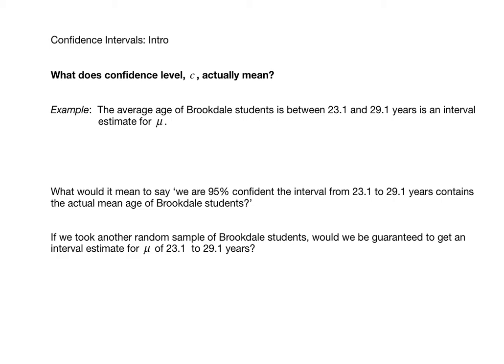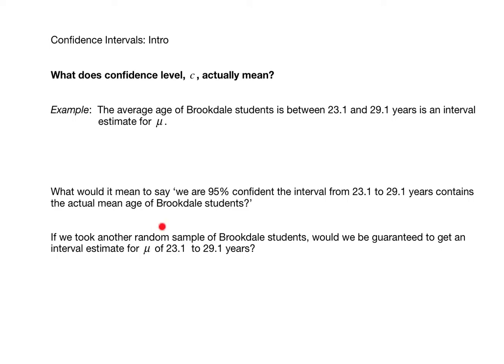Let's look back at the example we used before. The average age of Brookdale students is between 23.1 and 29.1 years is an interval estimate for mu. What's missing in that example is a level of confidence. Let's just suppose we are 95% confident that the interval from 23.1 to 29.1 years contains the actual mean age of Brookdale students. What does that exactly mean to say we are 95% confident? Of course, it sounds better than saying, for example, we're 50% confident. That doesn't sound very confident at all. But what does it mean that we are 95% confident the interval from 23.1 to 29.1 years contains the actual mean age of Brookdale students?